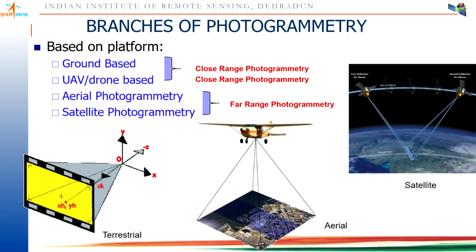So they are also called close range photogrammetry. If the camera is mounted in an aircraft, we call it aerial photogrammetry. We can also use satellite images for photogrammetric processing. Such photogrammetry, in which the input images are satellite images, we call satellite photogrammetry. Both aerial and satellite photogrammetry are far range photogrammetry.